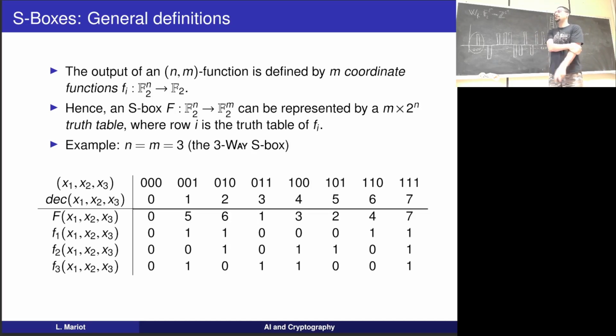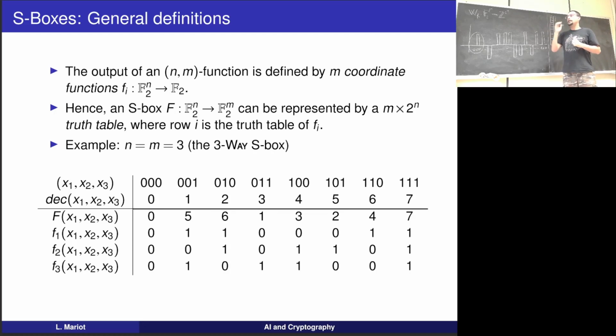So we can have either a matrix representation of our truth table for an Sbox, or a more compact representation using the decimal representation of these binary vectors. Here, instead of 0,0,0, 0,0,1, etc. for the input vectors, we have the integers from 0 up to 7. Then we have the corresponding outputs, determined by the three-way Sbox, so 0, 5, 6, etc. So Sboxes are defined in terms of coordinate functions, which are still Boolean functions, and we saw before how to analyze them.